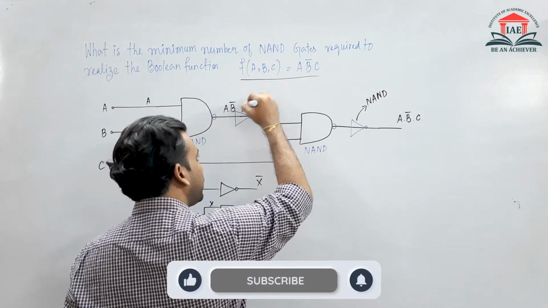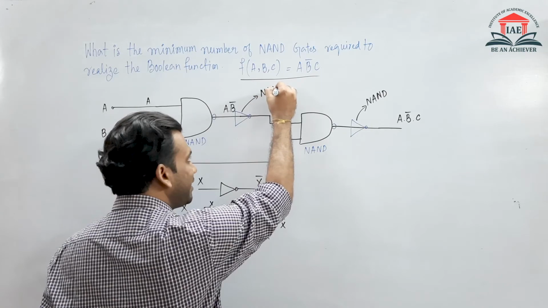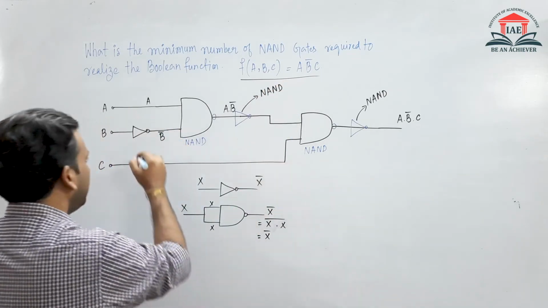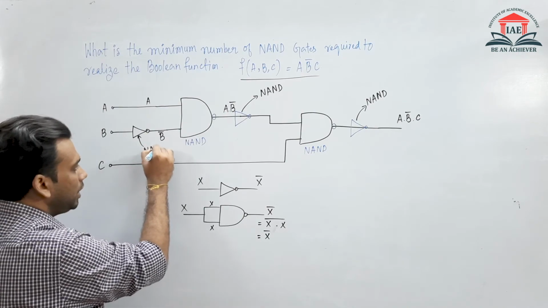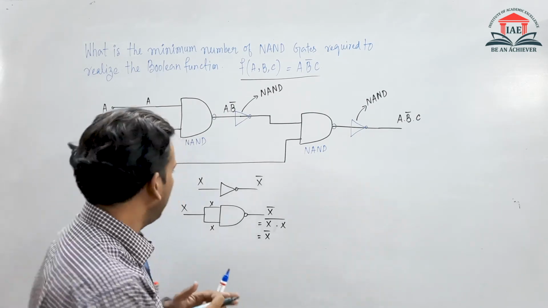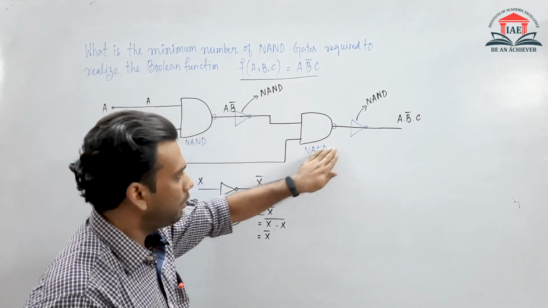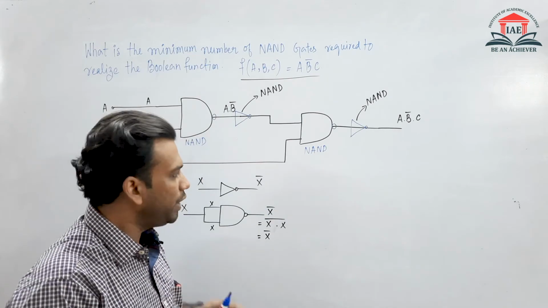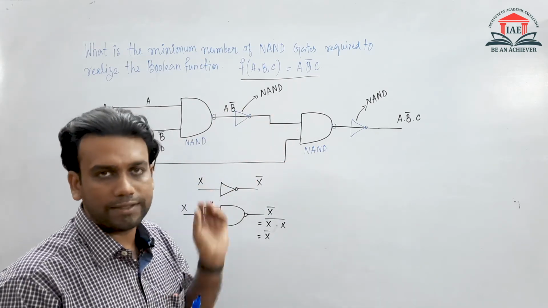Similarly, for this NOT gate, you will need only one NAND gate. Similarly, for this NOT gate, you will require only one NAND gate. So, how many NAND gates do you require? 1, 2, 3, 4, 5. That means we need minimum 5 NAND gates to realize this function.